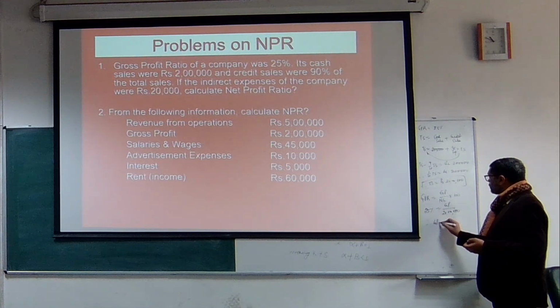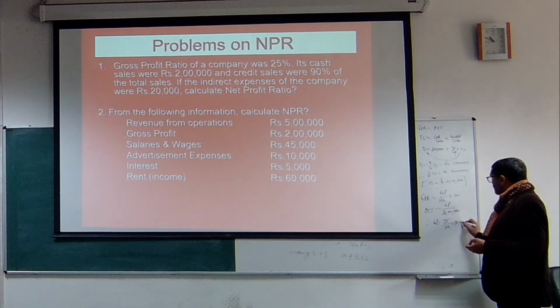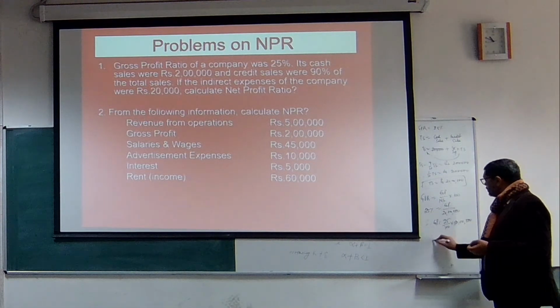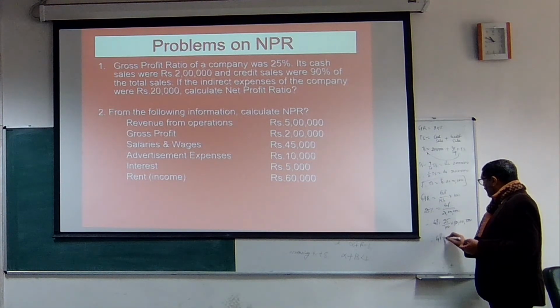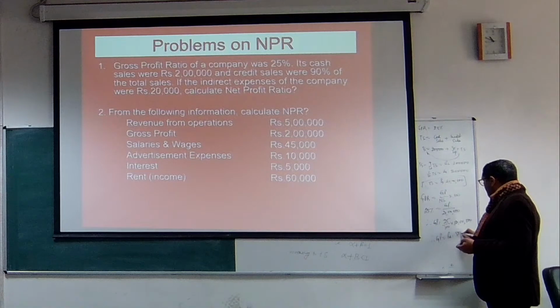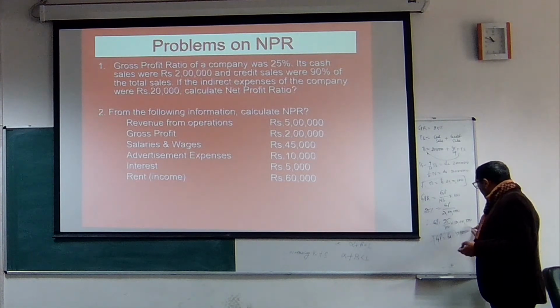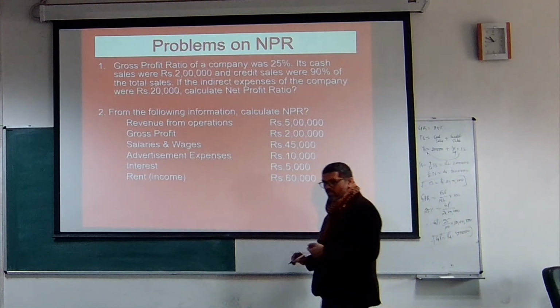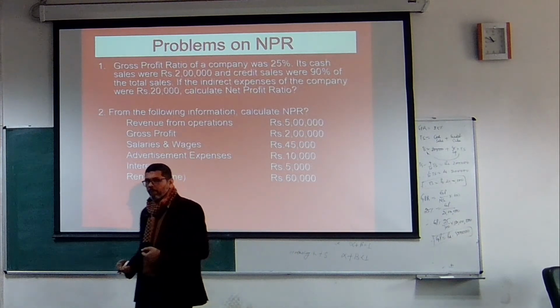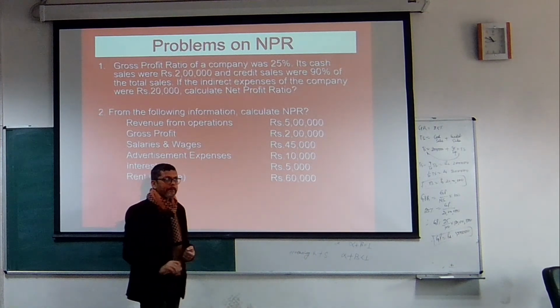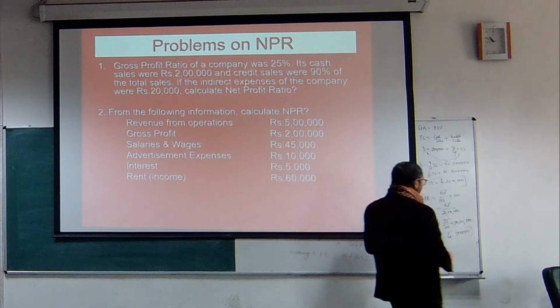Therefore, gross profit is equal to 25 upon 100 into 20 lakhs. How much does it come to? Therefore, gross profit is equal to rupees 5 lakhs. Your gross profit is 5 lakh rupees. Is it okay? Clear? Right?